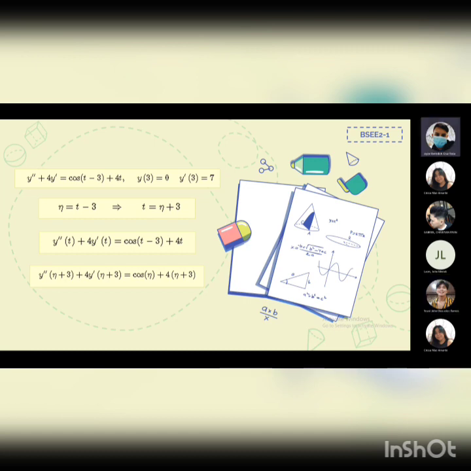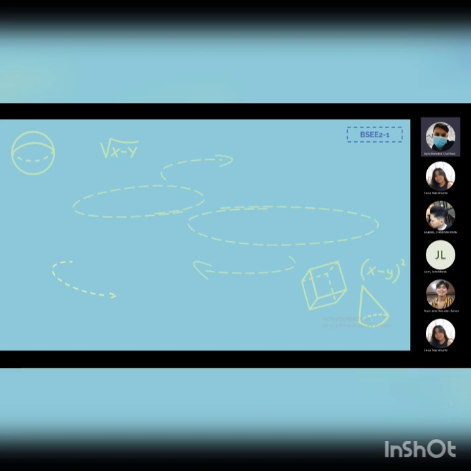Now, to simplify life a little, let's define u(n) = y(n + 3). Then, by the chain rule, we get the following for the first derivative: u'(n) = du/dn = dy/dt times dt/dn = y'(n + 3). Now, by a similar argument, we get the following for the second derivative: u''(n) = y''(n + 3).